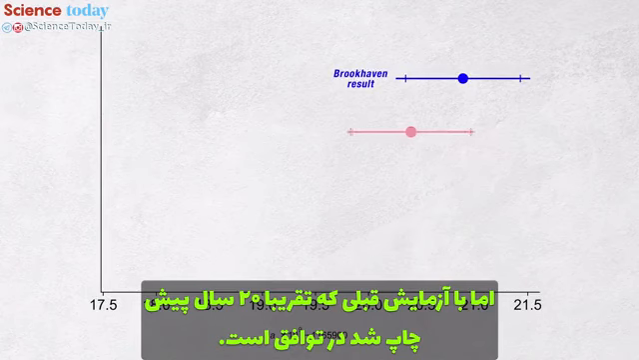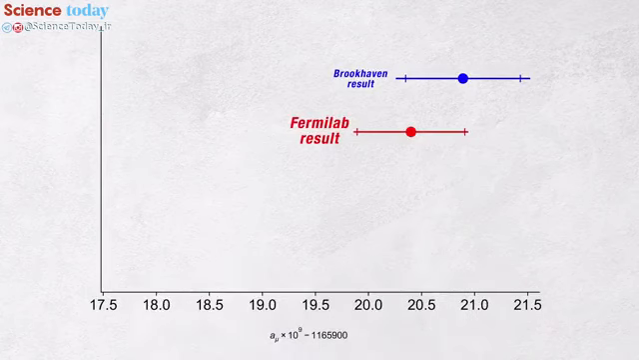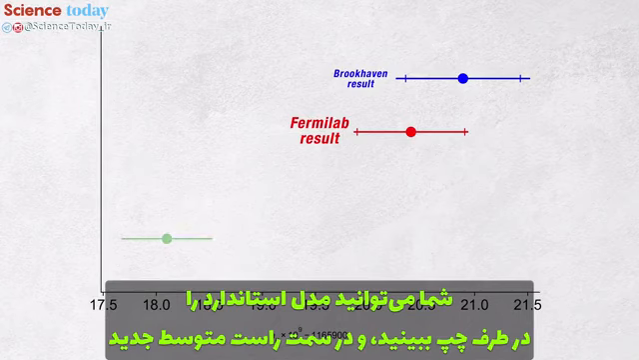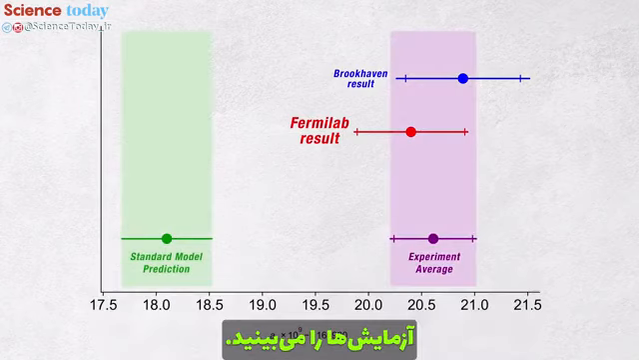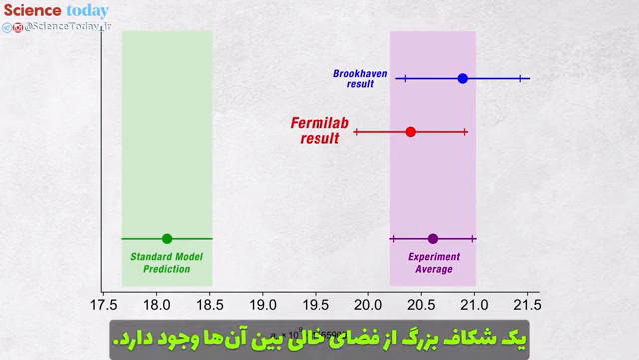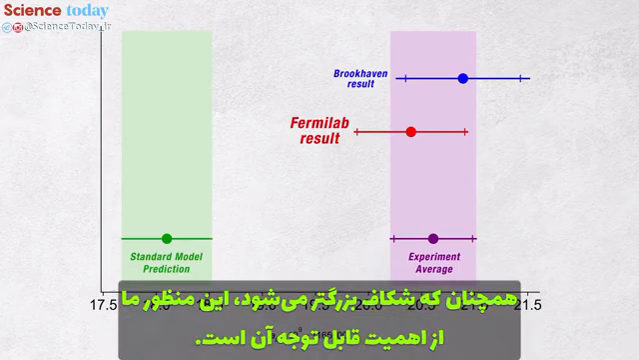The new result does not agree with the standard model prediction, but it does agree with the previous experiment published almost 20 years ago. You can see the standard model on the left side, and you see the new average of the experiments on the right side. And there's a big gap of white space between them. As the gap gets bigger, this is what we mean by the significance.